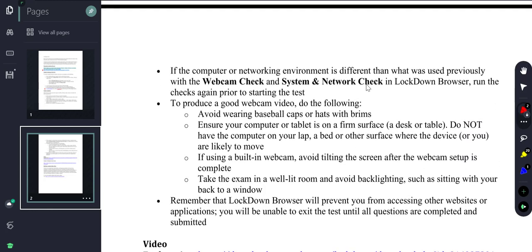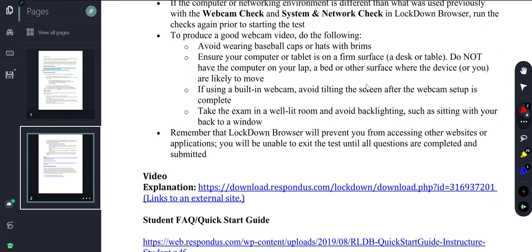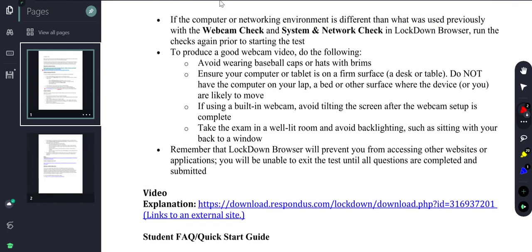Now, these are some other pointers for webcam and system issues and questions. Just know that while you are taking the exam, there is a webcam video being made of you taking the exam. It's a part of the lockdown browser, so it's basically an online proctoring system. Here is a video you can watch that'll explain the lockdown browser a little more.